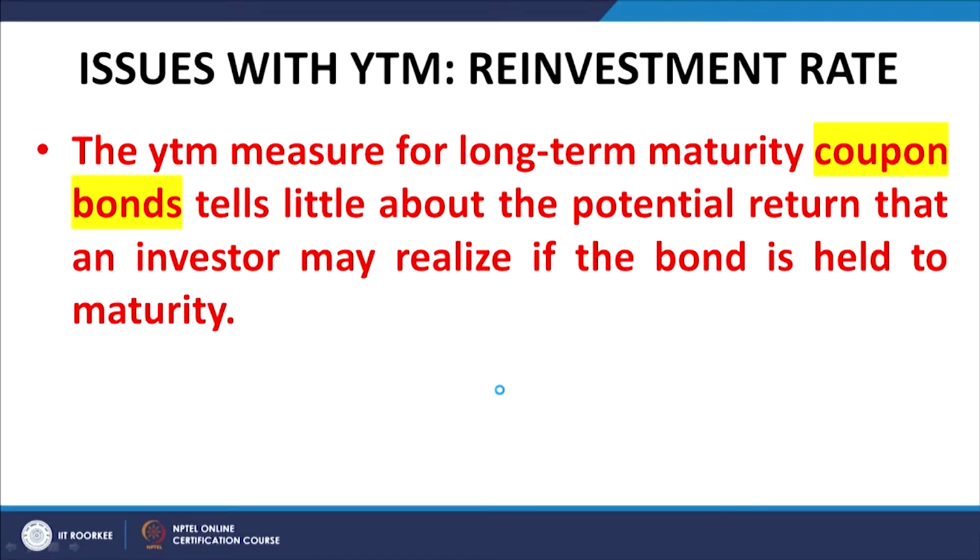Please note, the coupon bonds word is highlighted here. So, this particular issue may not apply when we are talking about zero coupon bonds. For zero coupon bonds, if they are held up to maturity, then obviously there is no reinvestment risk, because no coupons are being paid on the instrument, and therefore, there is no issue of reinvestment. However, in the case of coupon bonds, particularly for long maturity, YTM turns out to be not a very precise measure of yield.